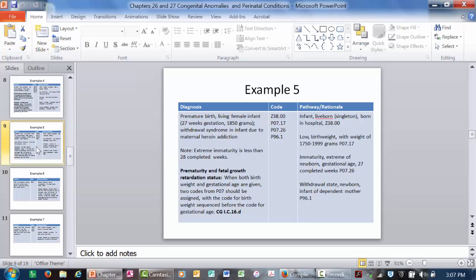In this example, we have extreme immaturity. If you can remember a premature baby, and extreme prematurity called immaturity, this is when you are less than 28 completed weeks. Very few infants live when they're so small and so poorly developed. And I use the P96.1 code to indicate the baby was in withdrawal because of the mother's addiction to heroin.